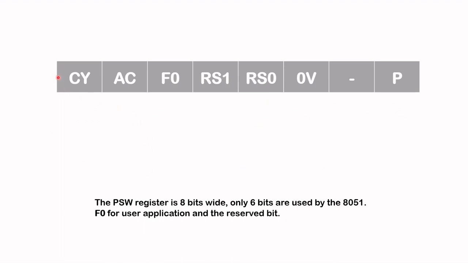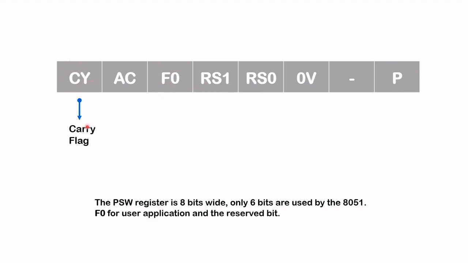As mentioned earlier, I've redrawn the PSW here. Basically, the PSW register is an 8-bit register. Only 6 are used by the 8051. These are CY, AC, RS1, RS0, OV, and P. F0 is for user application, and this bit here is what we call the reserved bit. So let's take a closer look.